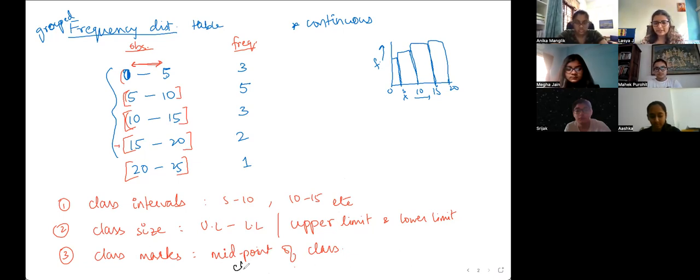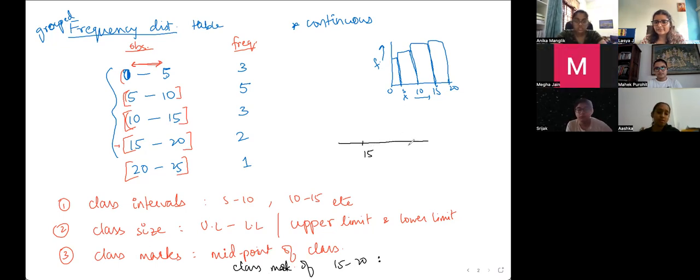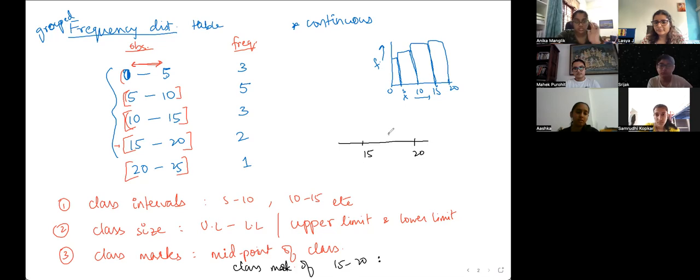Okay, so if I want to find the class mark of 15 to 20, how will you find the midpoint of 15 to 20? Ek line hai, yahan pe 15 hai, yahan pe 20 hai. So the midpoint of both of these kahan pe aayega? 15 plus 20 by 2. There you go. So class marks, you will find, it's basically the average. So upper limit plus lower limit by 2. Okay. So 15 plus 20 by 2.